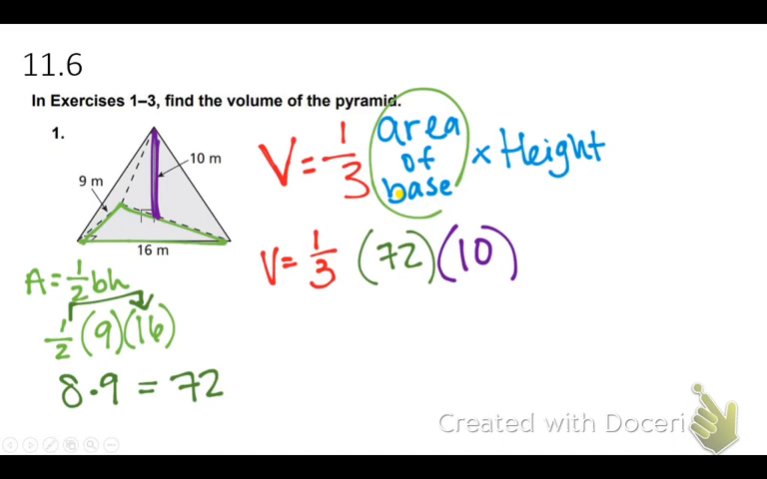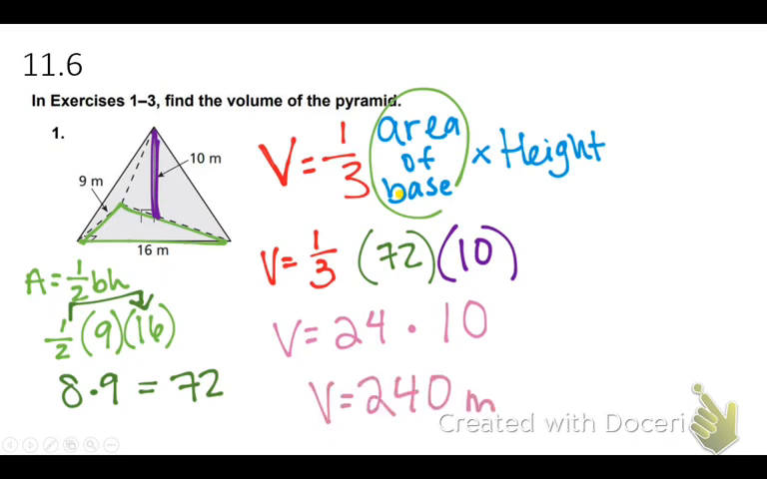You could do 1/3 of 72. What is 72 divided by 3? 24. And then you could multiply it by that 10, which means our answer is 240, and it would be meters, I believe. Yeah, cubed. Meters cubed.